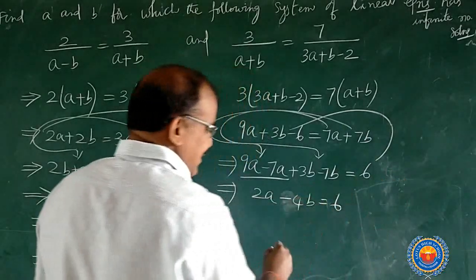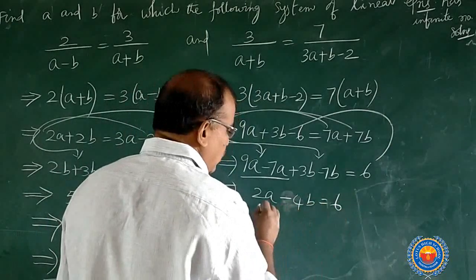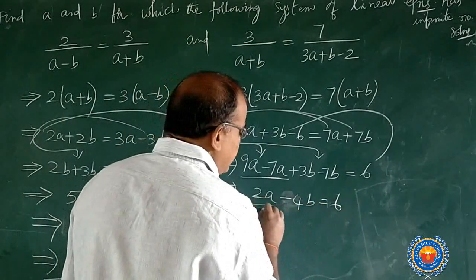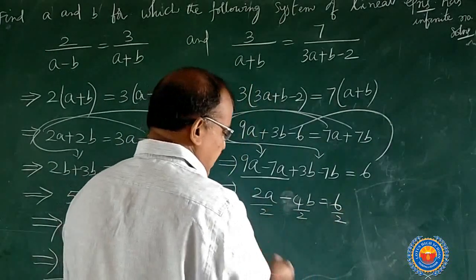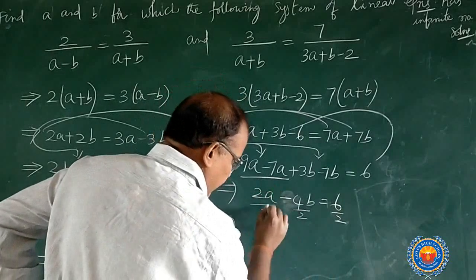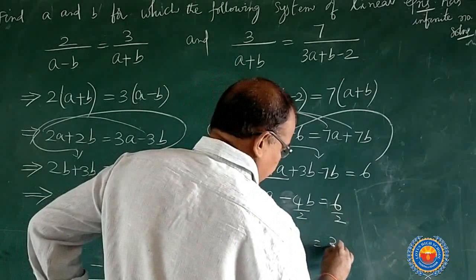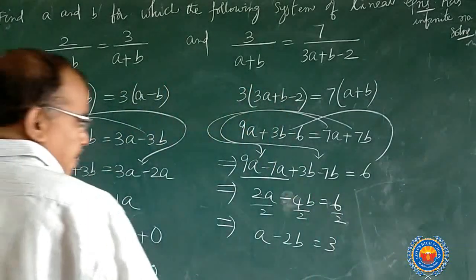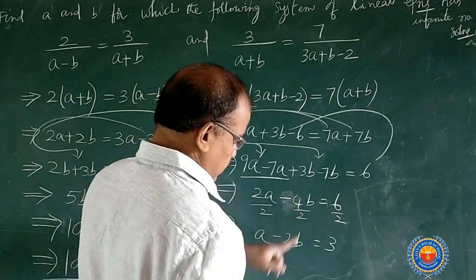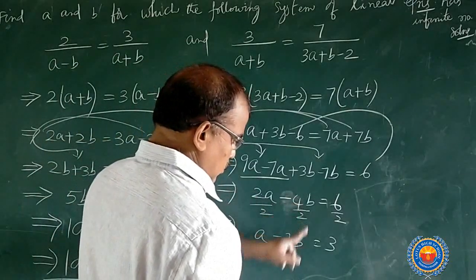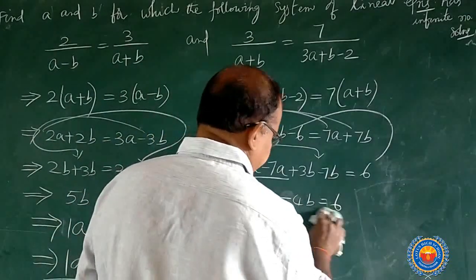This is equation 2. Still you can simplify this one. Why? Because LHS and RHS can be divided by 2. Then 2 is common, so divide by 2. 2A by 2 is A, 4B by 2 is 2B, is equal to 6 by 2, 3. Understand? 2A by 2, the 2s cancel, A; 4B by 2, 2 times 2B; 6 by 2, 3. Now we got the second equation.